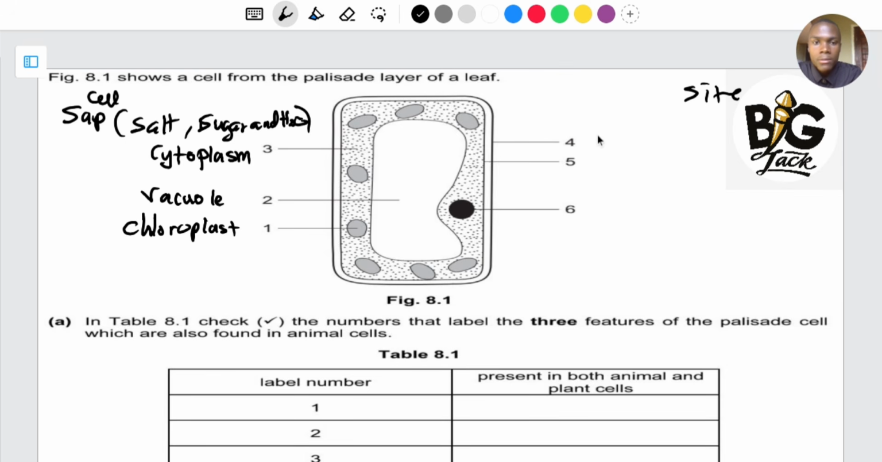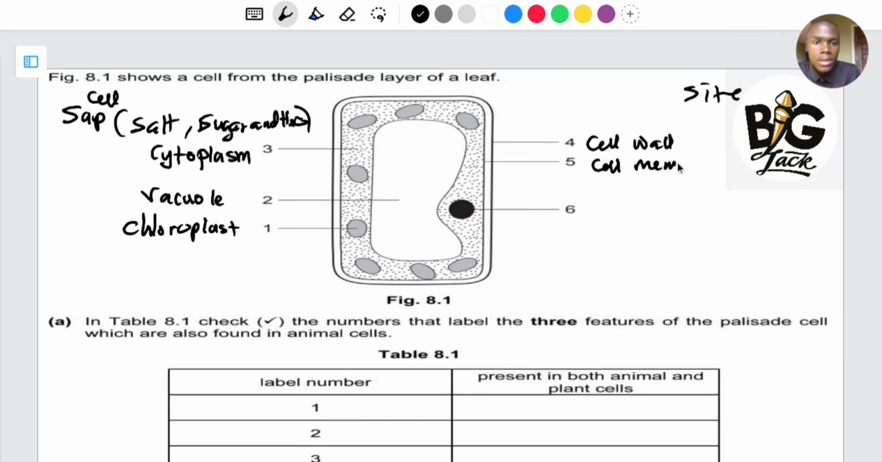What about part 4? Part 4 is the cell wall, a rigid structure. The cell wall is only present in plants. It is not present in animals. It is also present in bacteria, like the prokaryotes. Then we have structure 5, which is called the cell membrane.